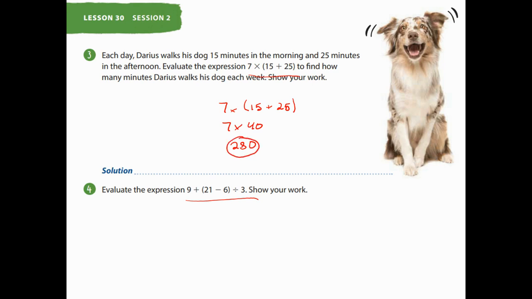Next, we get a little bit harder. I like this one. I'm actually going to leave it. I'm just going to show my work with that one. Again, I have parentheses first, so I have 9 plus, in parentheses, 21 minus 6, which is 15, divided by 3. Next, I don't have any exponents, so I'm going to go multiplication division. I do have 15 divided by 3, so I'm going to have 9 plus 15 divided by 3 is 5, and then 9 plus 5 is 14.